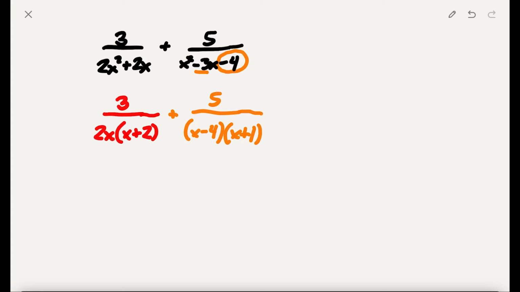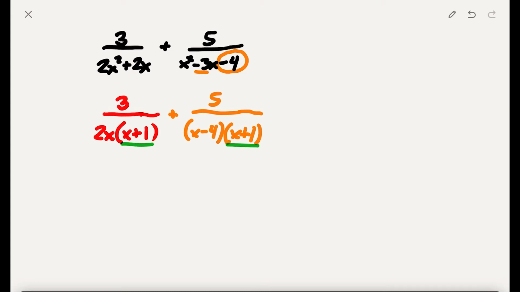Okay. Now you can see there's not... Okay, I just realized that this should have been a 1. Did not factor that correctly. But one thing you should notice here is that there are some common factors, but not really in these denominators.